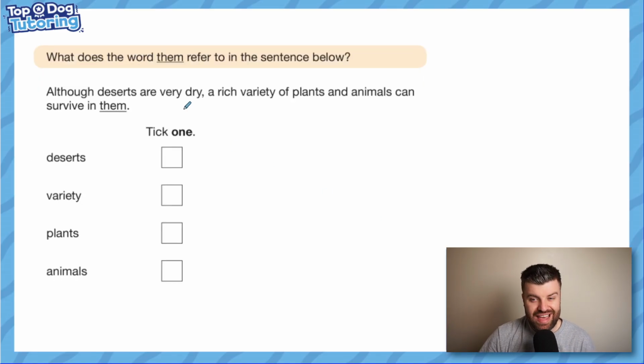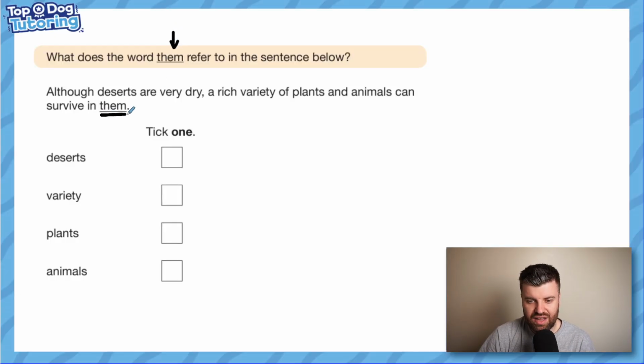What does the word them refer to in the sentence below? Now, this is like going further and further into word classes, as far as I could go to be abstract, because we're not actually asked here at all what a word class is. This is a pronoun, by the way. Okay, so them. In them.